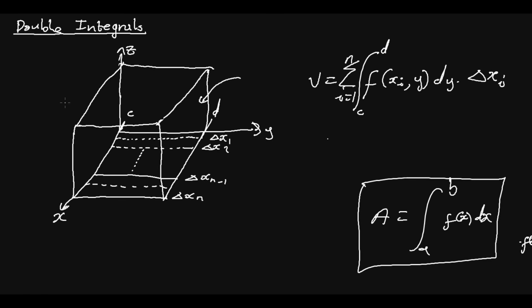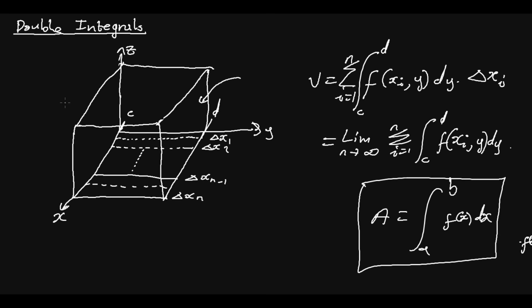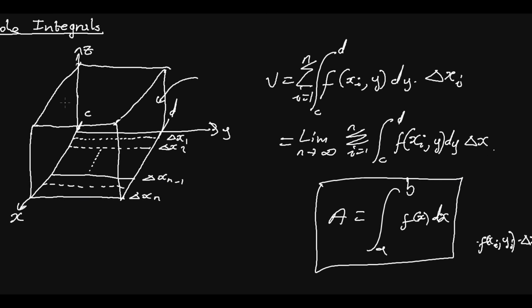Then the way to improve this approximation is, as always, to have a limit as n tends to infinity. This summation here, i equal to 1 up to n, c to d, f of xi, y, dy, delta xi. Let me make some space here. I think it's clear, and I think we're moving slowly enough with it.